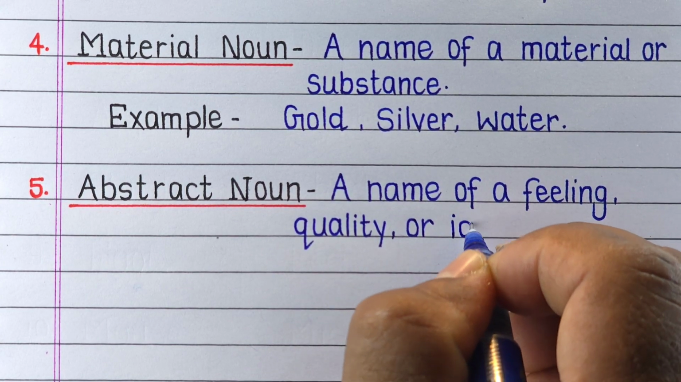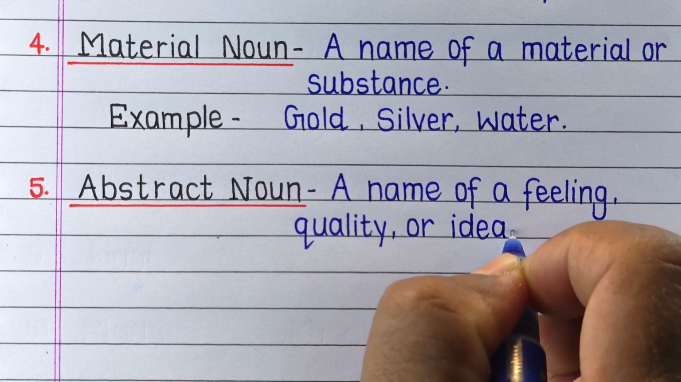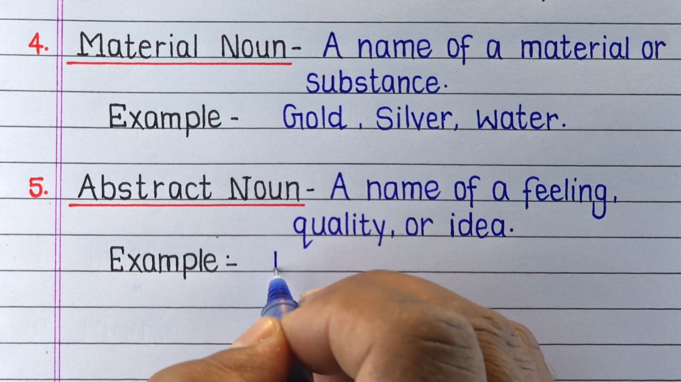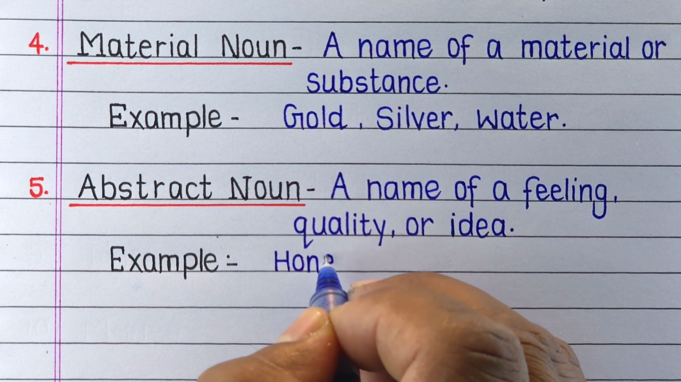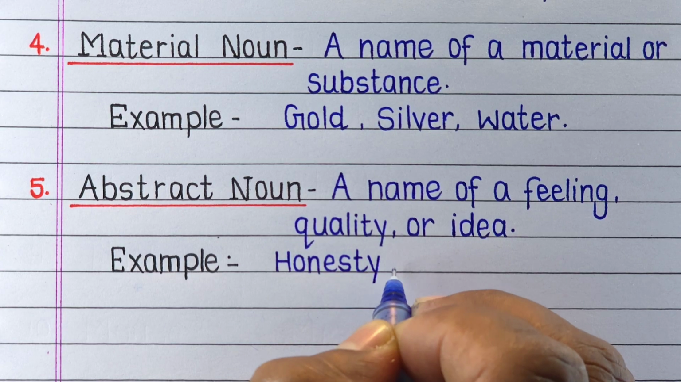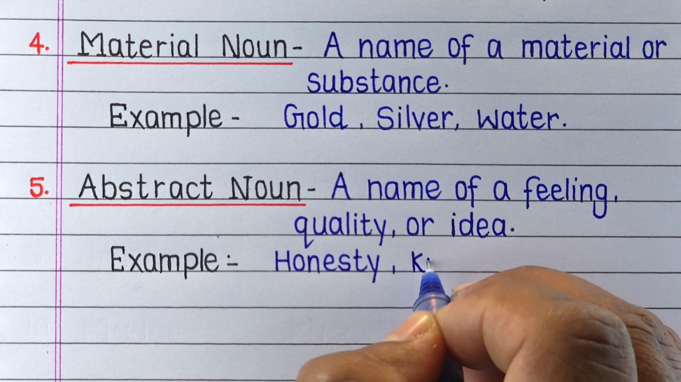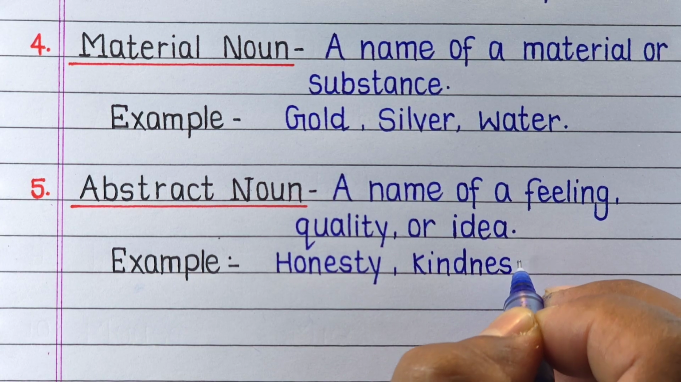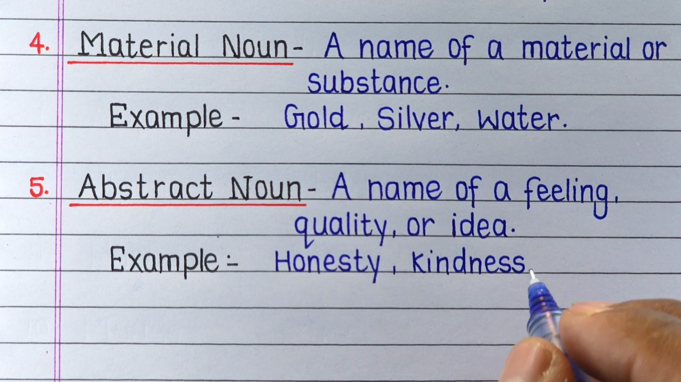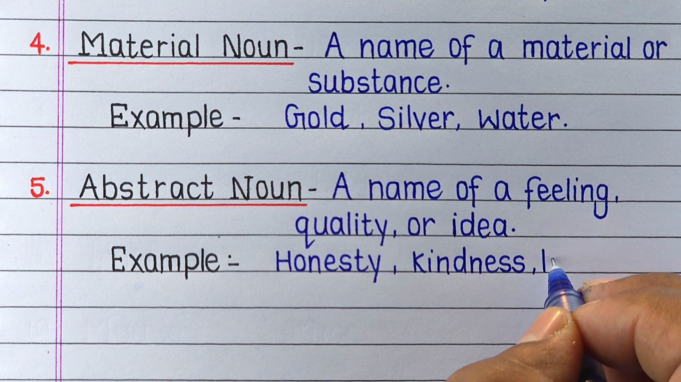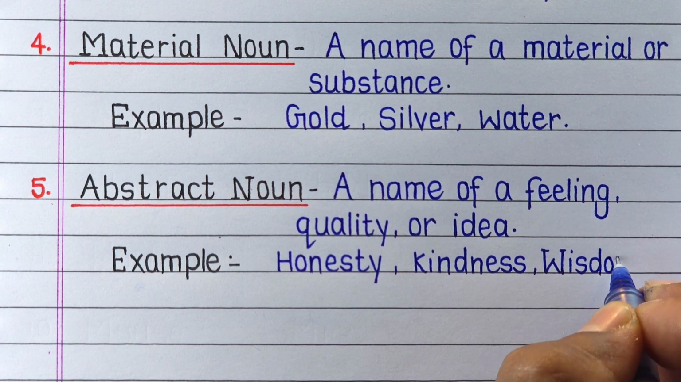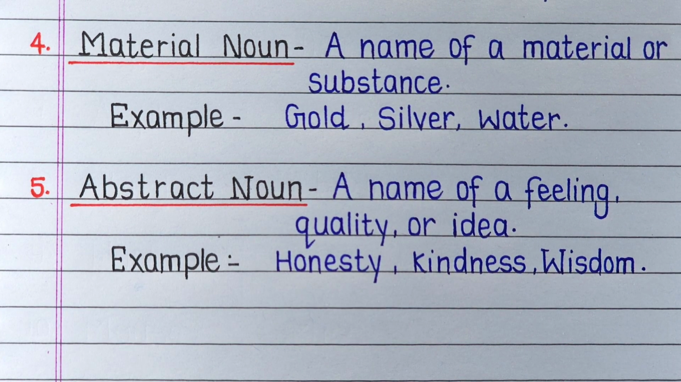Number 5. Abstract noun. A name of a feeling, quality, or idea. Example: honesty, kindness, wisdom.